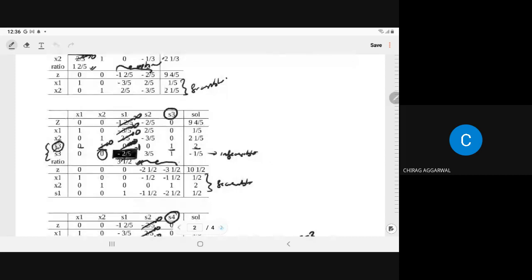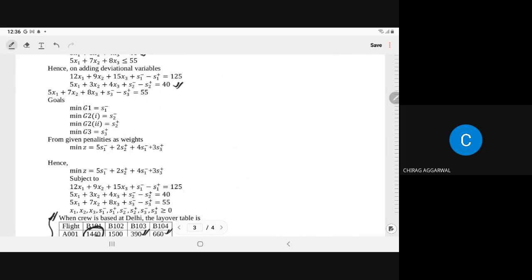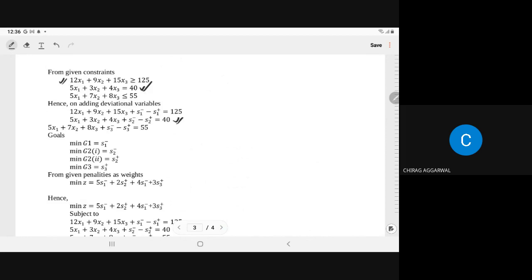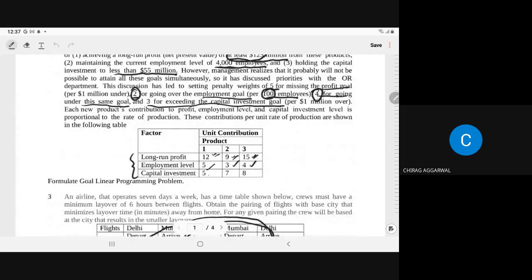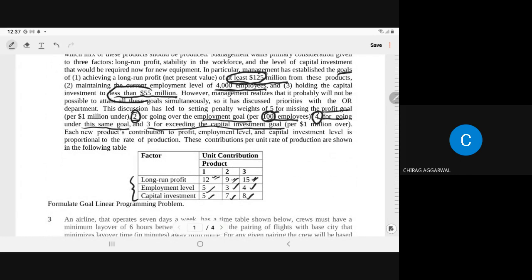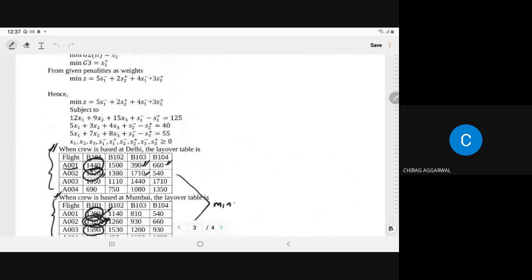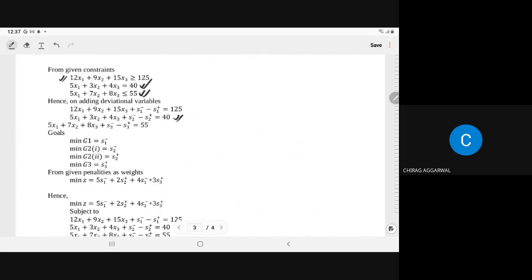So in this case we have the goal as is equal to 40. Then from the third one, we have 5x1 plus 7x2 plus 8x3, and it is given to you less than $55. So in this way we have written the constraint.